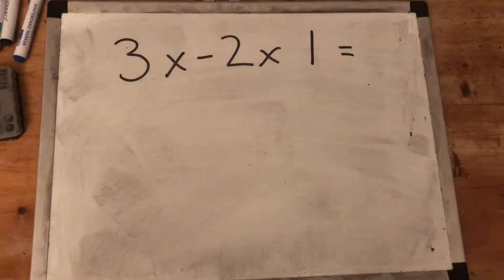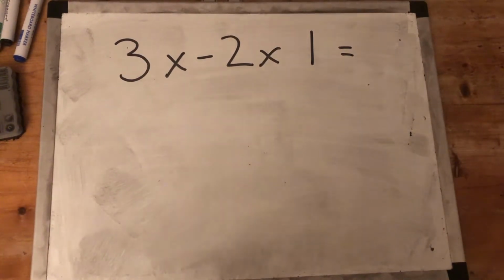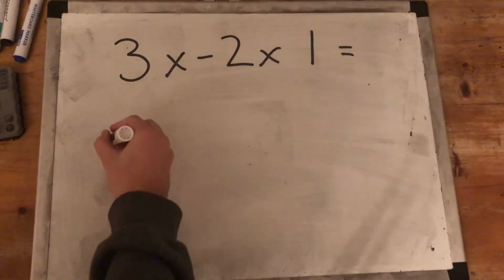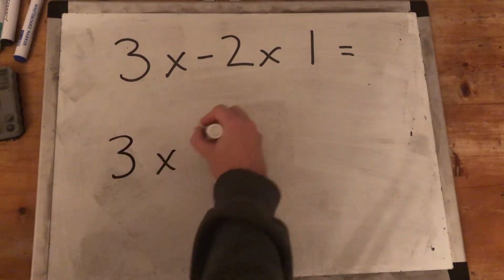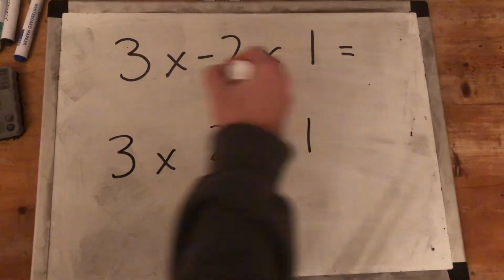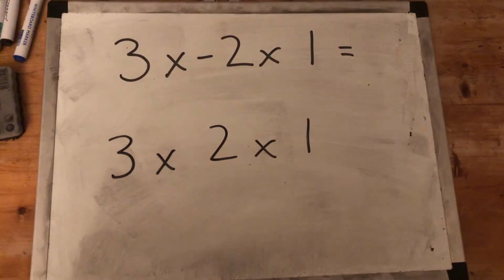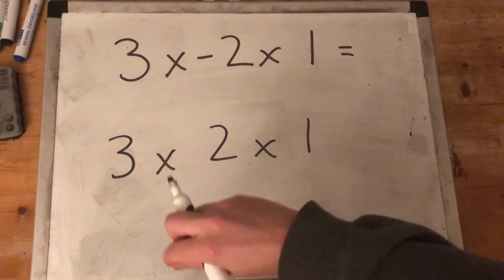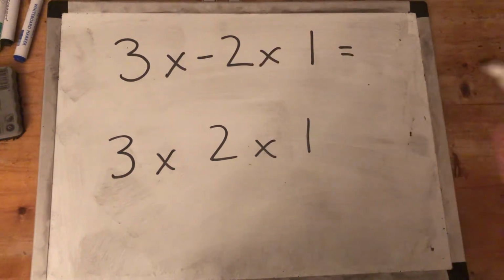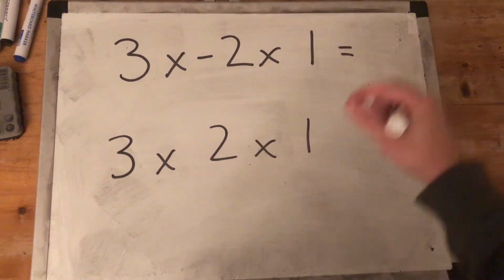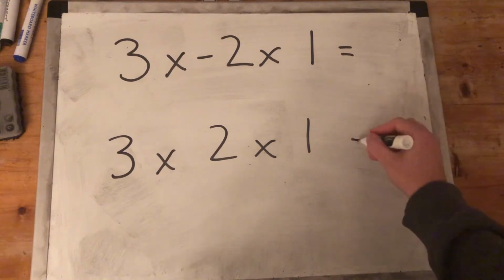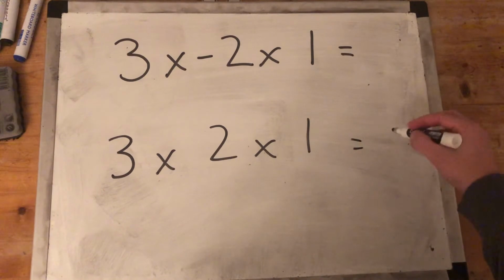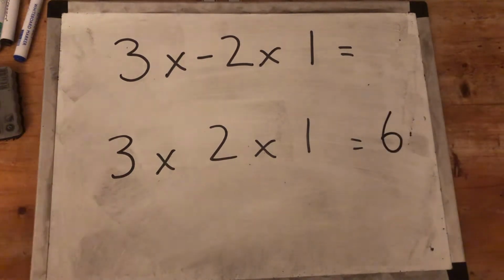So 3 times minus 2 times 1 equals. We're going to start it like normal. 3 times 2 times 1. So we solve it like we normally would, imagining there are no negative numbers at all. 3 stays as 3. Minus 2, we want no negative numbers. That's just going to become 2. 1 stays as 1. 3 times 2 is 6. 6 times 1 is still 6.